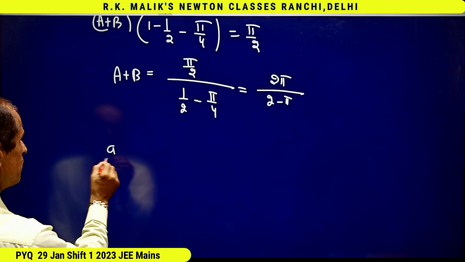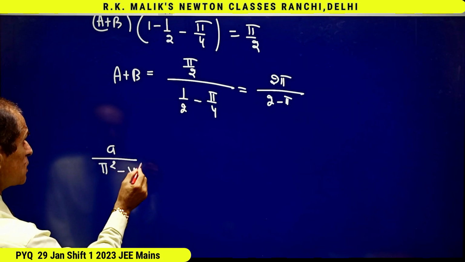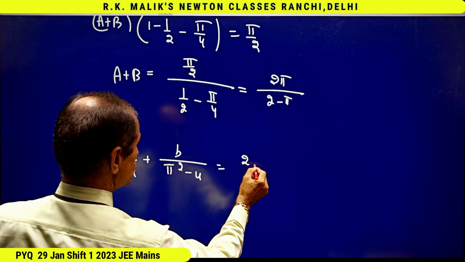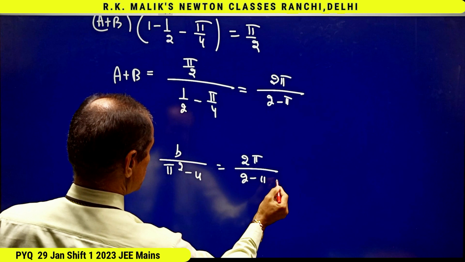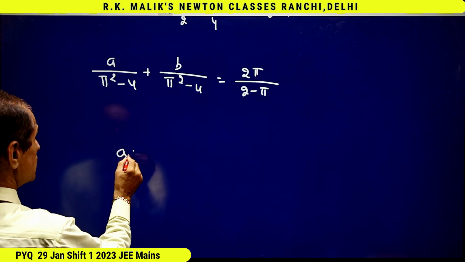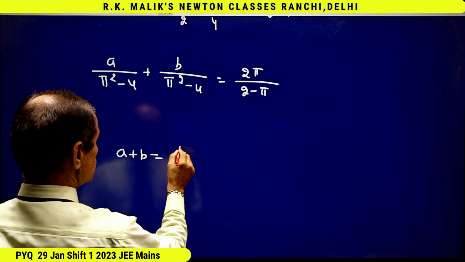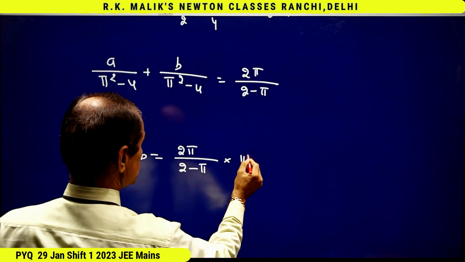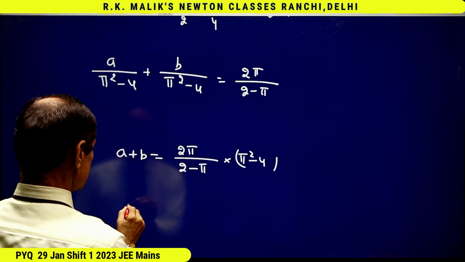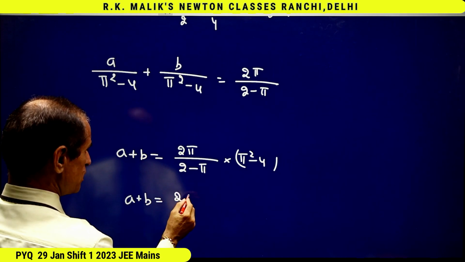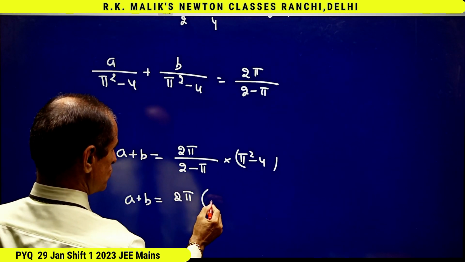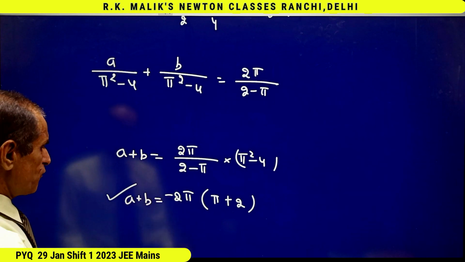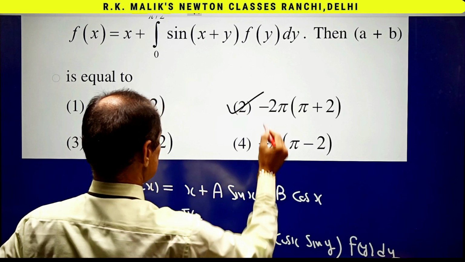But a was a upon pi square minus 4, b was b upon pi square minus 4, equal to 2 pi upon 2 minus pi. That is, I get a plus b equal to 2 pi upon 2 minus pi into pi square minus 4. That is, a plus b equal to 2 pi into pi plus 2 and minus outside. Hence, this is the value of a plus b. Hence, I can say second choice is the correct choice.